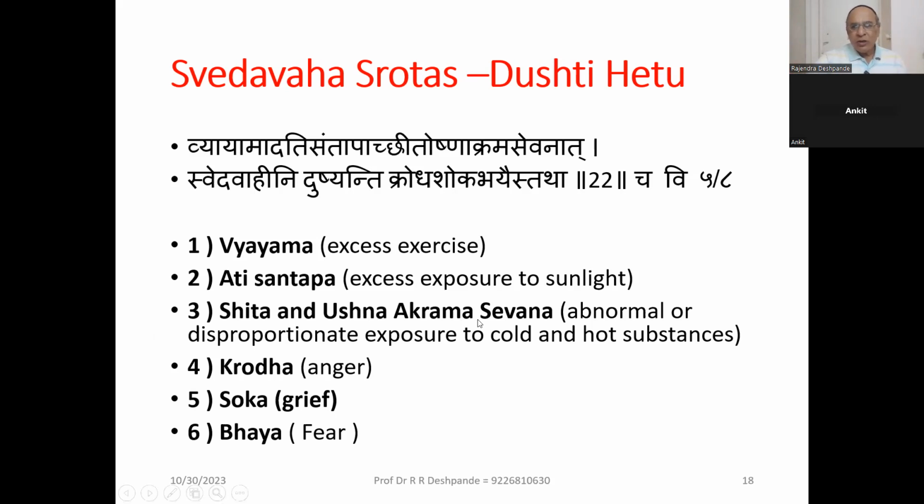Shita and Ushna akrama sevana: abnormal or disproportionate exposure to cold and hot substances. For example, it is a common rule. Whenever you are moving in the hot sun and you come back to your home, or go to college or the office, immediately after coming from the hot surroundings one should not drink cold water. Never. Freezing water, no. This must be remembered.